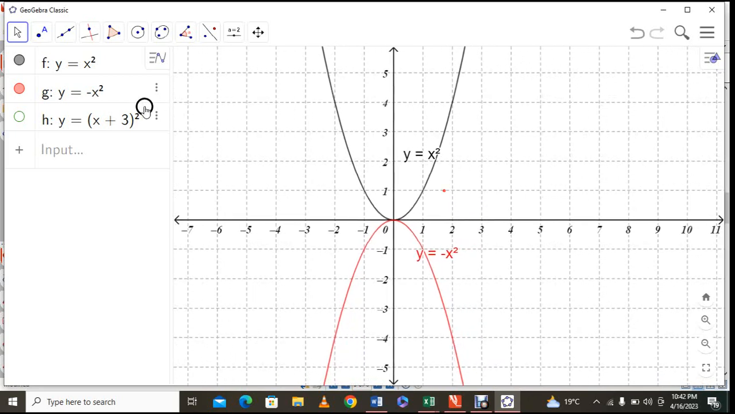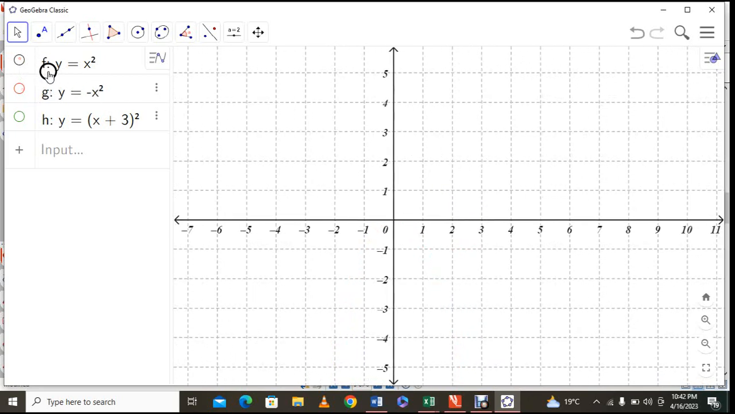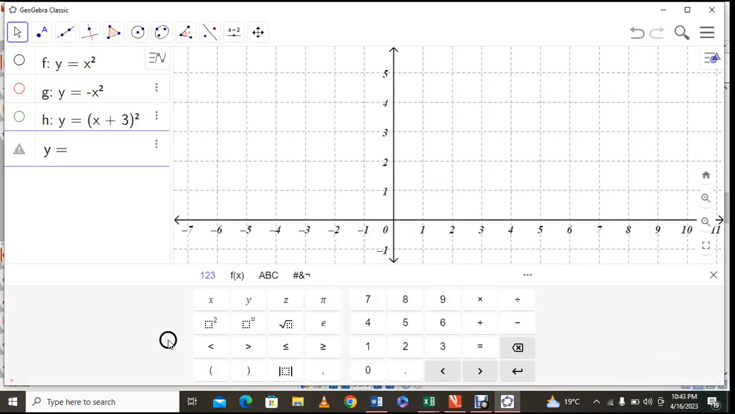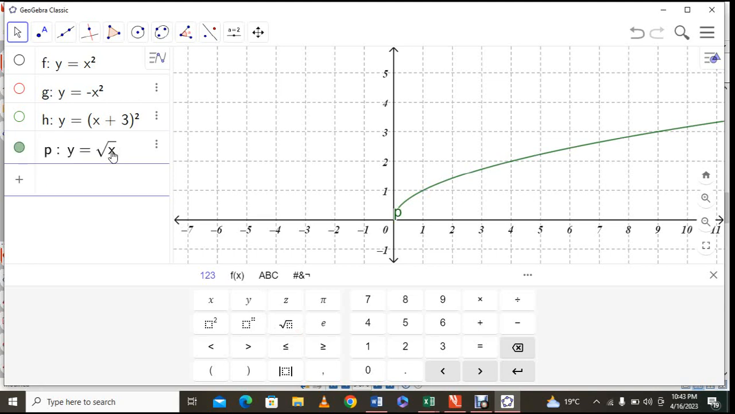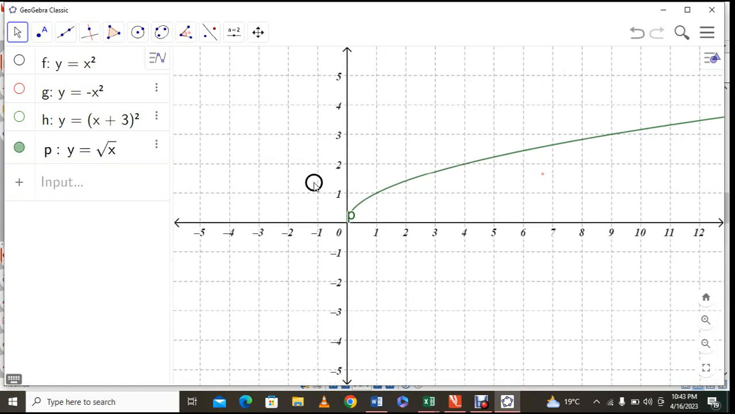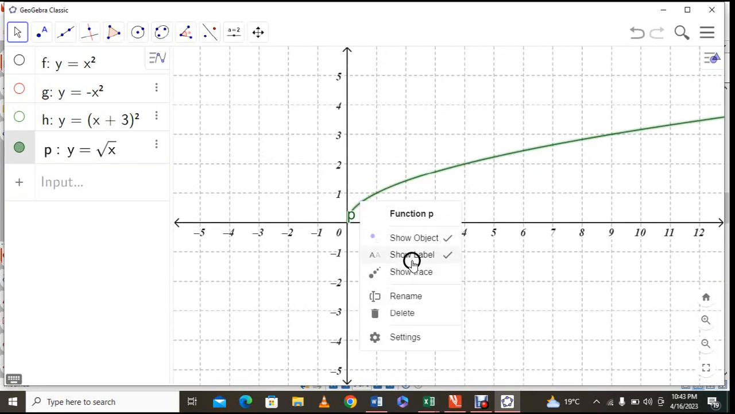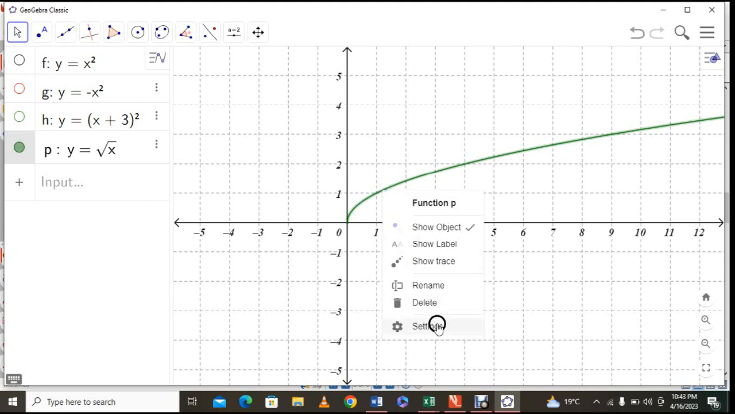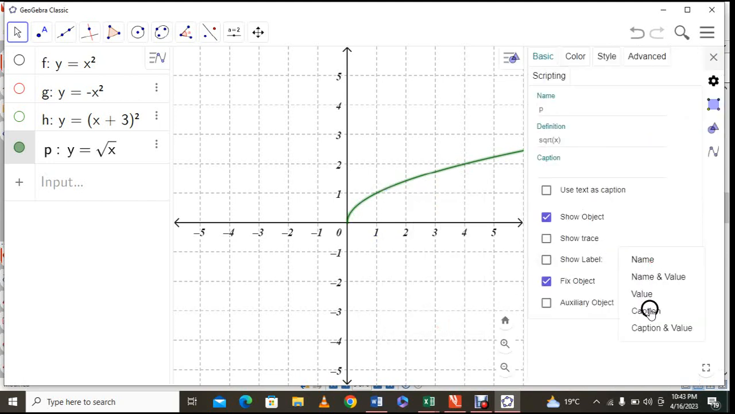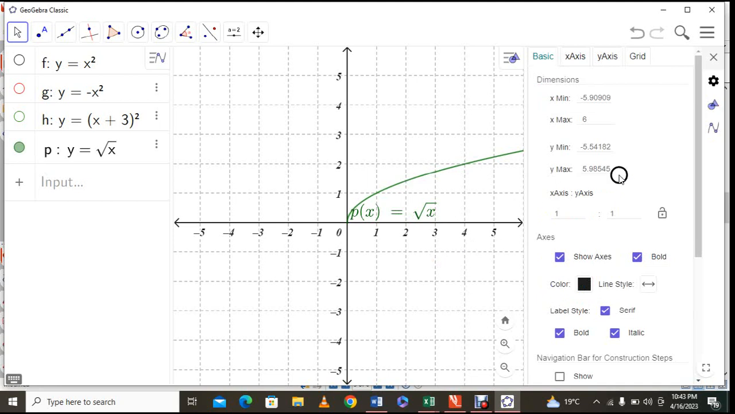So let's look at the one that we are using. If I give you another function, y equals the square root of x. So here's the function that you have also from your textbook. I can just label it properly so you can see. So that's the value, y equals the square root of x, name and value. So that could be the function, right?